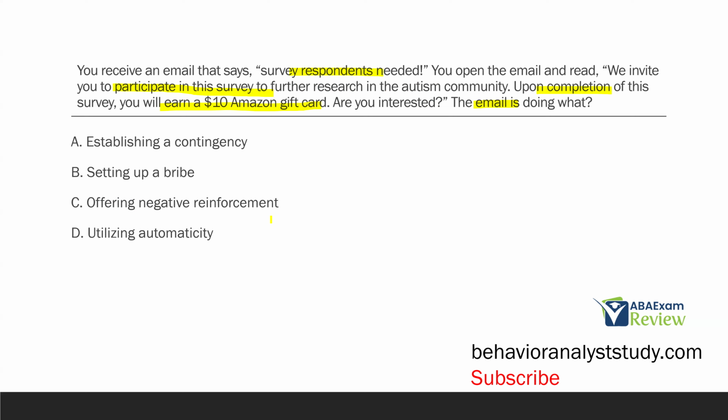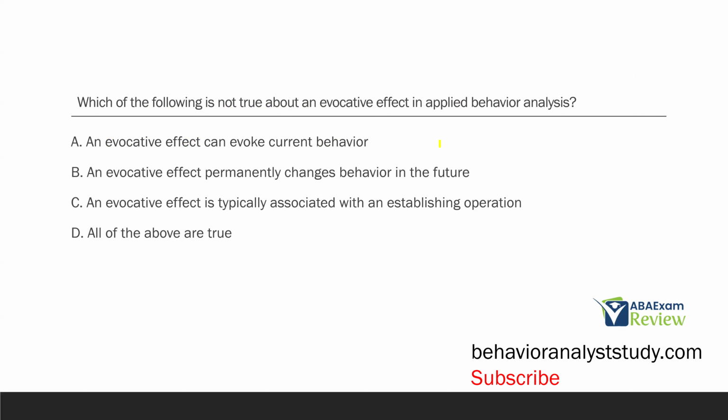If anything, they're giving you positive reinforcement through the gift card. And then utilizing automaticity, just not what's happening here. Automaticity says you don't have to be aware of the reinforcement that's taking place for it to affect behavior. In this case, you know the consequence for the survey is the gift card. So what is the email doing? It's A, establishing a contingency.